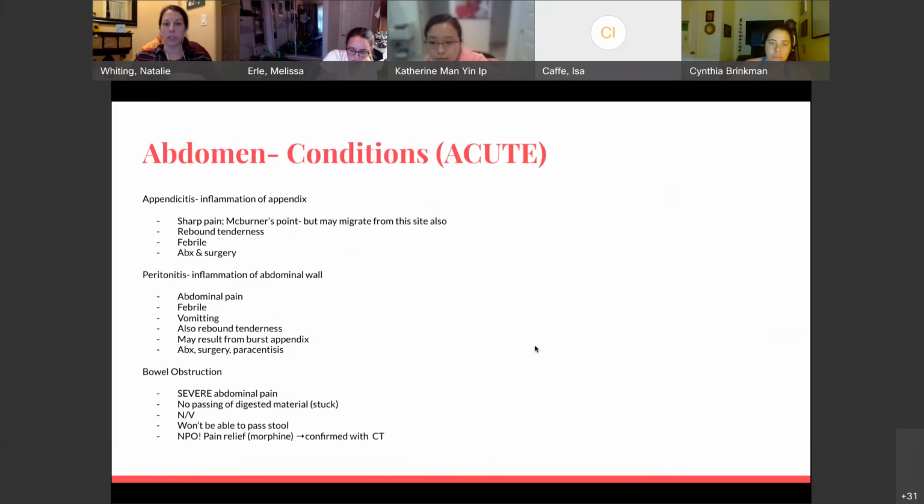Okay, so some conditions. These are acute conditions. I just put a few up here. So we have common ones. Appendicitis, which is inflammation of the appendix. They're going to have sharp pain at McBurney's point, but it may also migrate away from that site, just so you know. It's not always just located right there. They're going to have that rebound tenderness, so you push in with your hand, and when you release, they're going to feel pain. They're going to be febrile, so they're going to have a fever. What we're going to do is give them some antibiotics and do surgery.